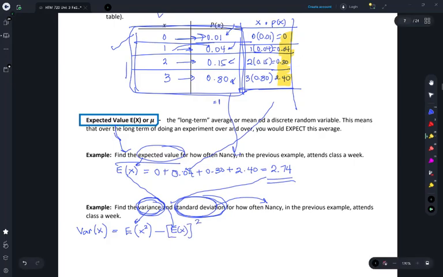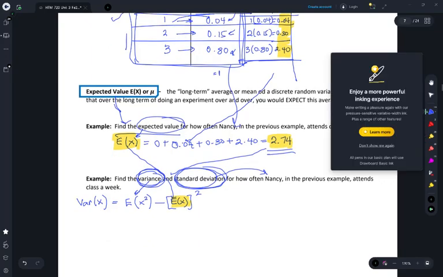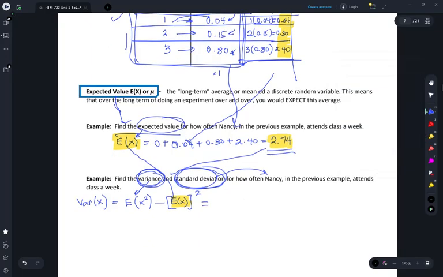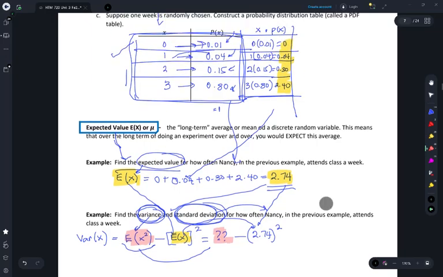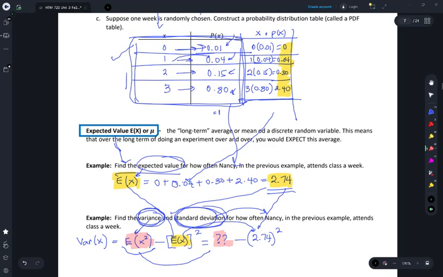If this looks like an interesting formula, what you might notice quickly is that we're already halfway through the solution. We already found the expected value, which is 2.74. So, as far as this formula is concerned, the only thing we need to find is the expectation of x squared, minus the result we have previously, which is 2.74 squared. So how do we find the expected value of x squared? We go back to the table.